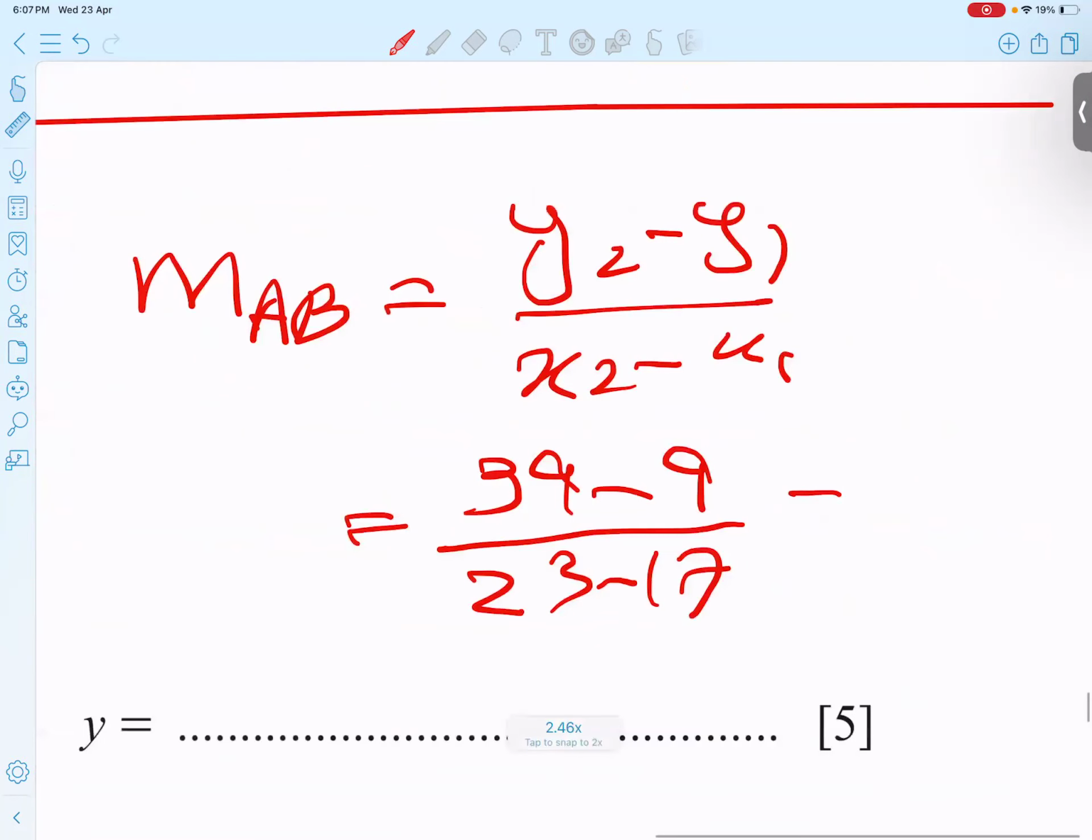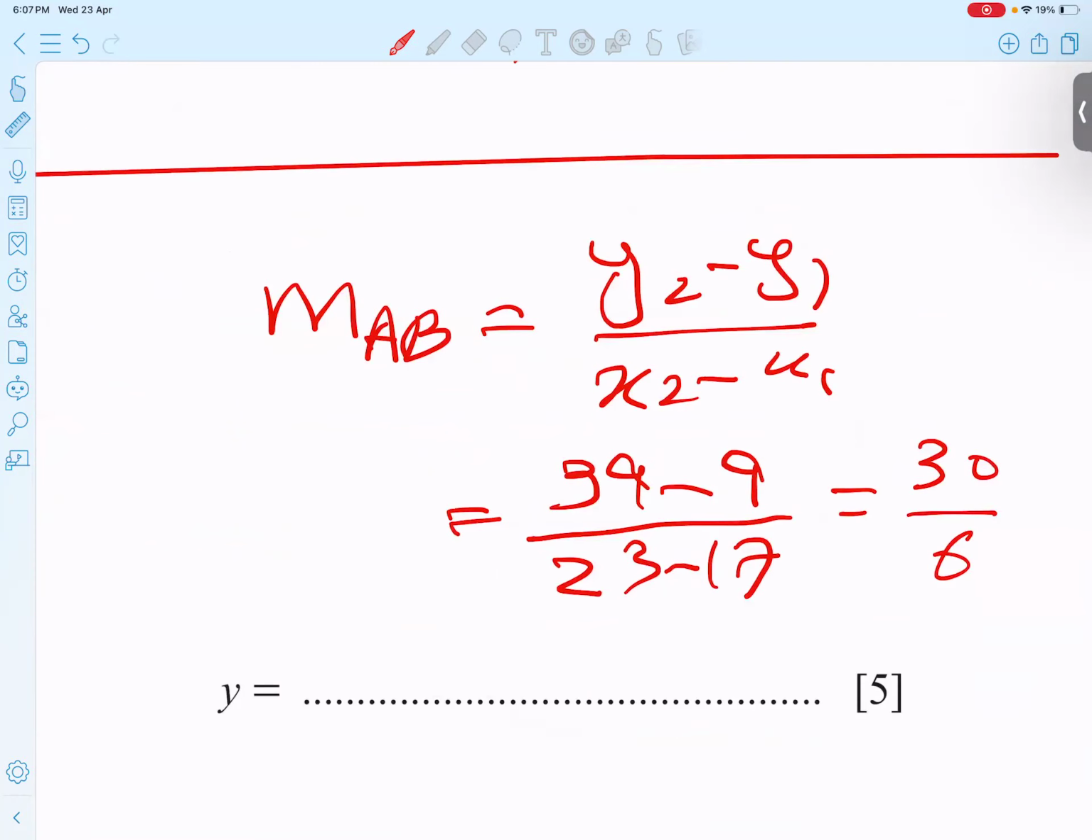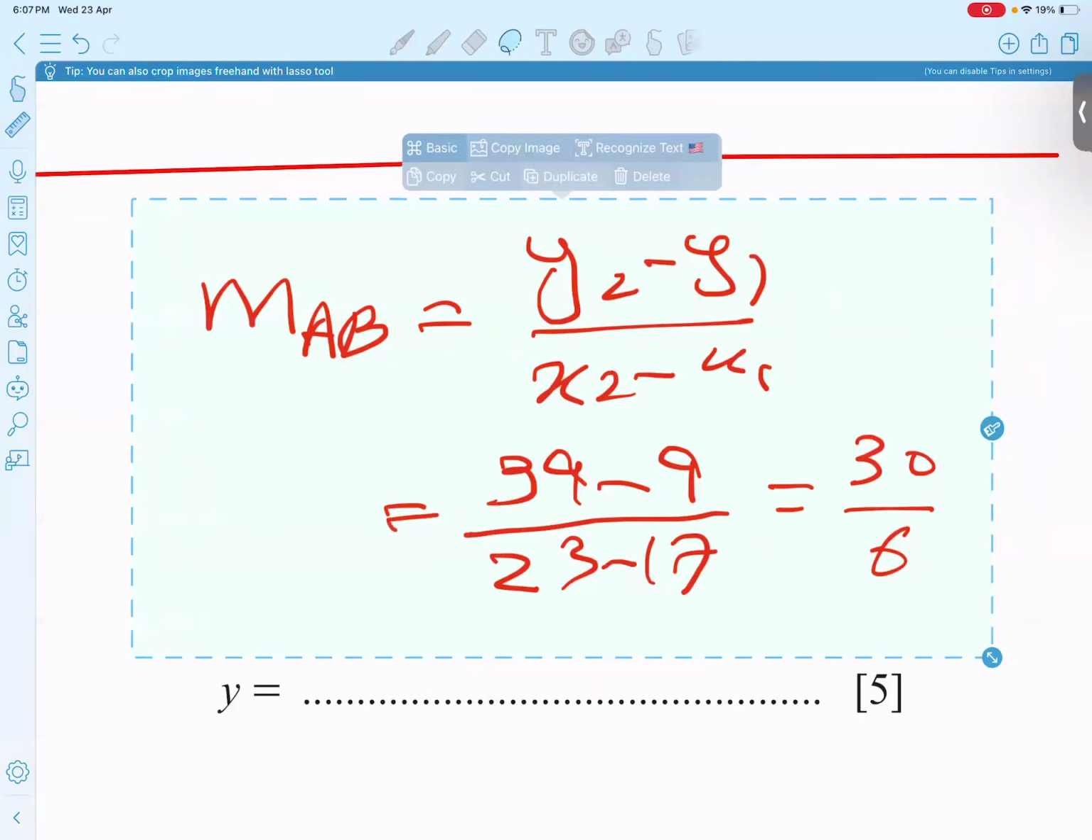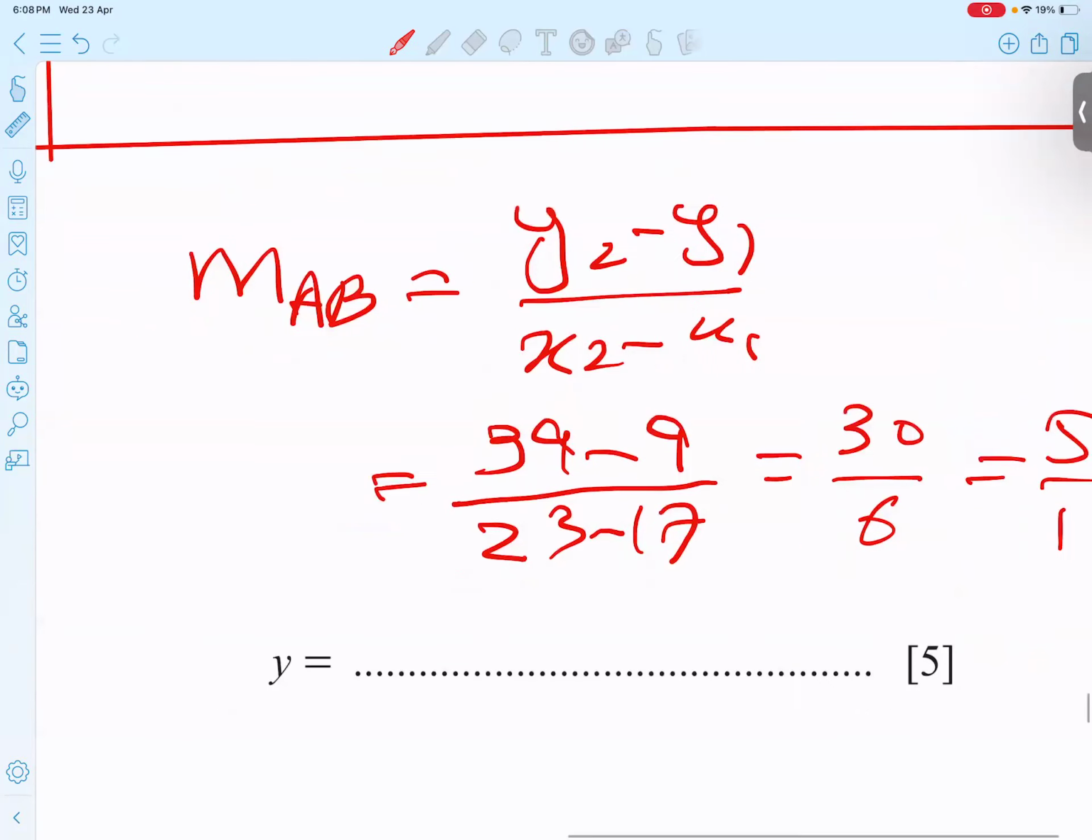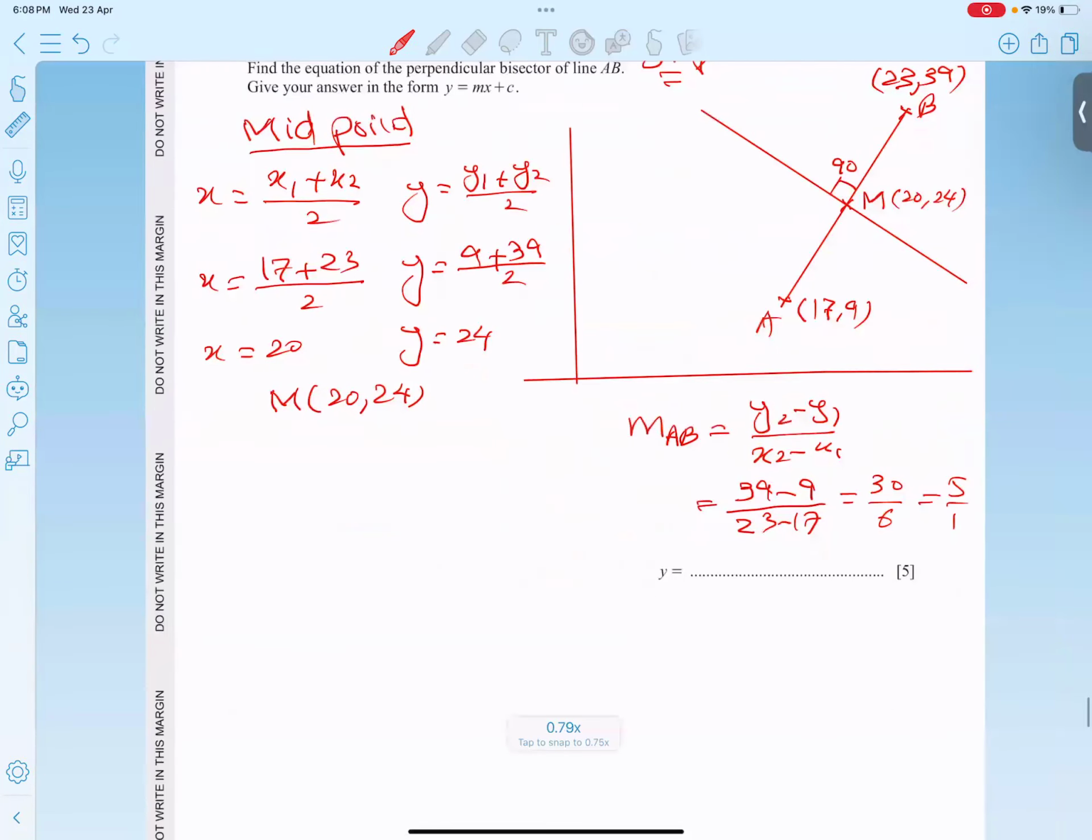And I'm getting in the numerator 30, and below I'm getting 6. So basically I got a 5. So gradient is 5. And I will write not 5, I'm writing 5 by 1. So you ask, why, sir? Because it is a very important part I'm going to discuss.